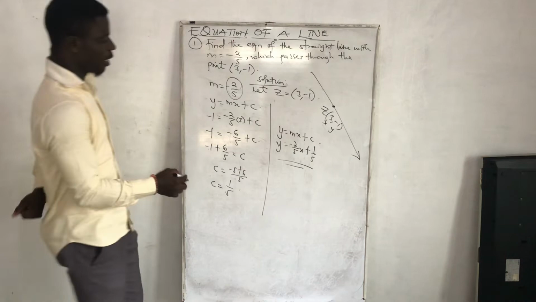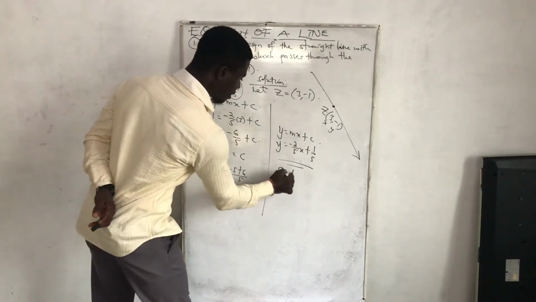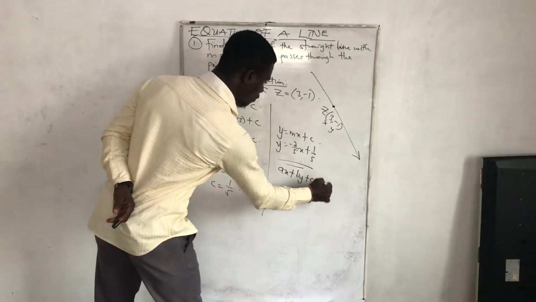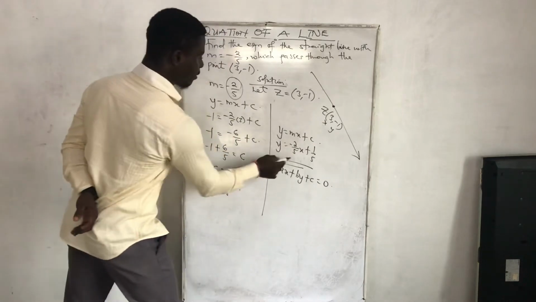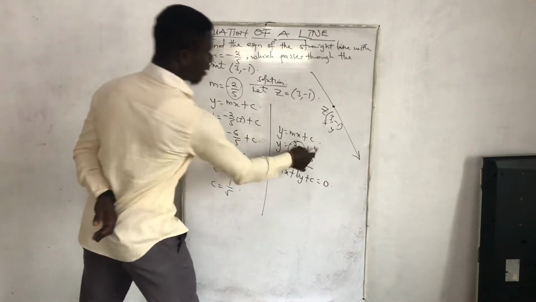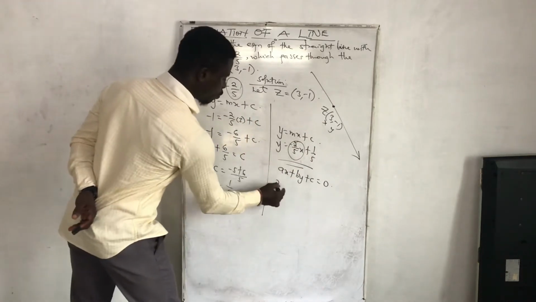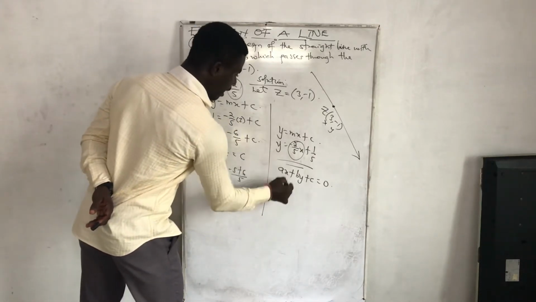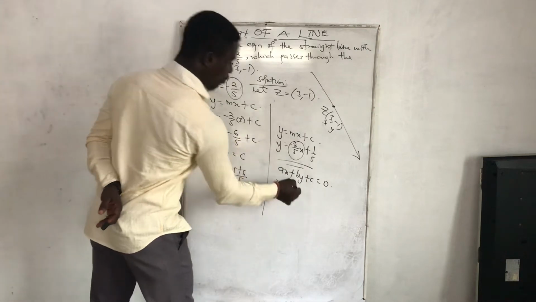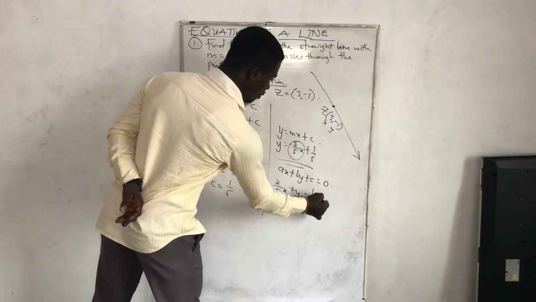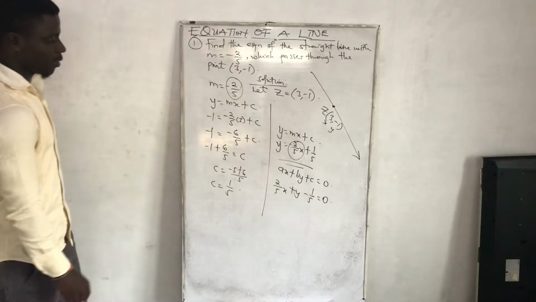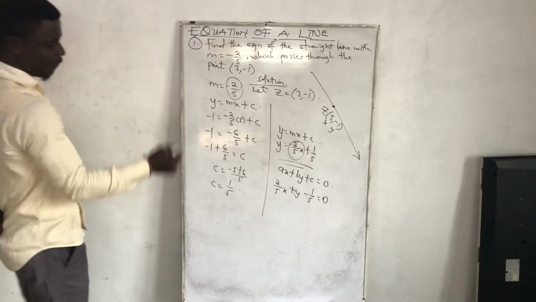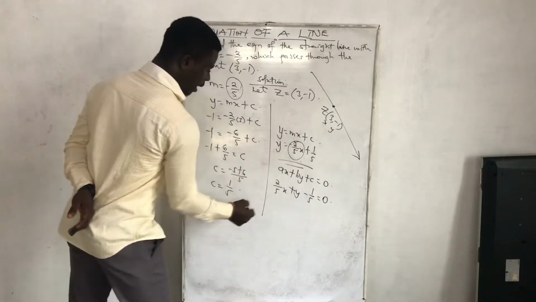You can also express that equation in the form ax plus by plus c equals 0. So now let's see, by sending this one to the left hand side, I get 2 on 5 x, then I have my plus y, then minus 1 on 5 being equal to 0. Right. So you can multiply through by 5.